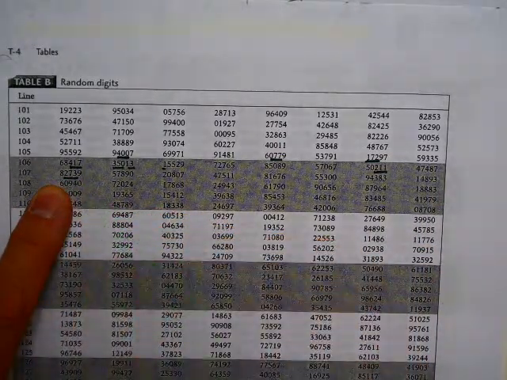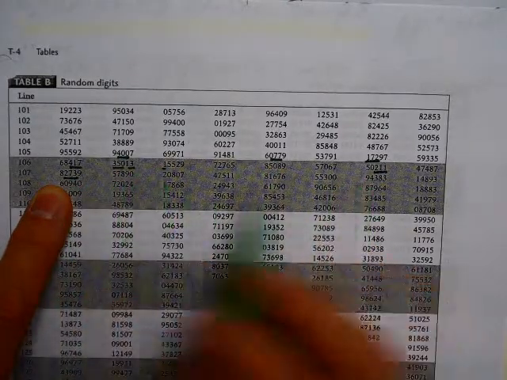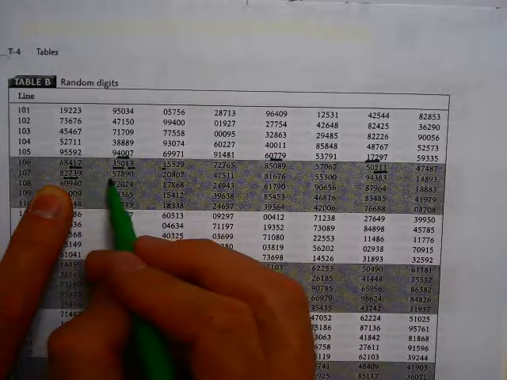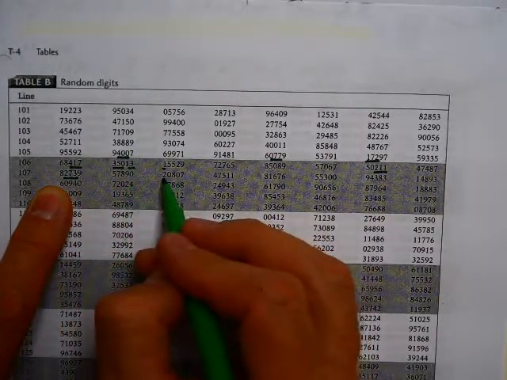273, let's see. How many do I have now? 1, 2, 3, 4, 5, 6, 7, 8. I need 2 more. 957, too big. 890, too big. Oh, look at that. 208.